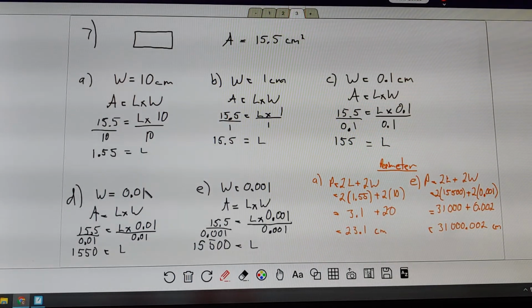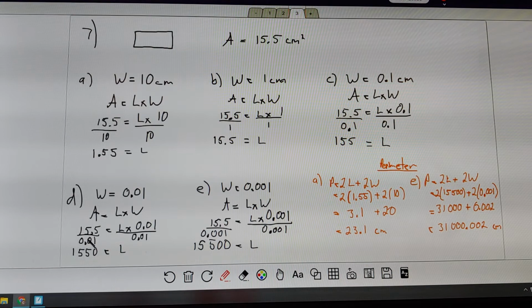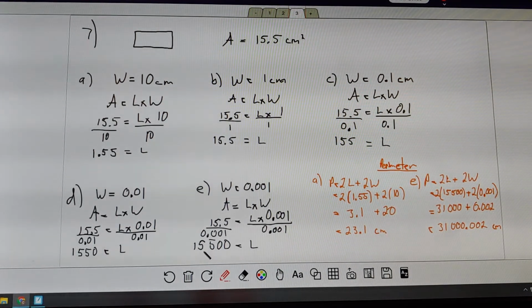With this one, when the width is 0.01, and we jump down to the division, this is going to be like making 15.5 100 times larger, or 2 decimal places larger. So it gives us 1,550. And this one is going to be like multiplying 15.5 by 1,000. So we get 15,500.